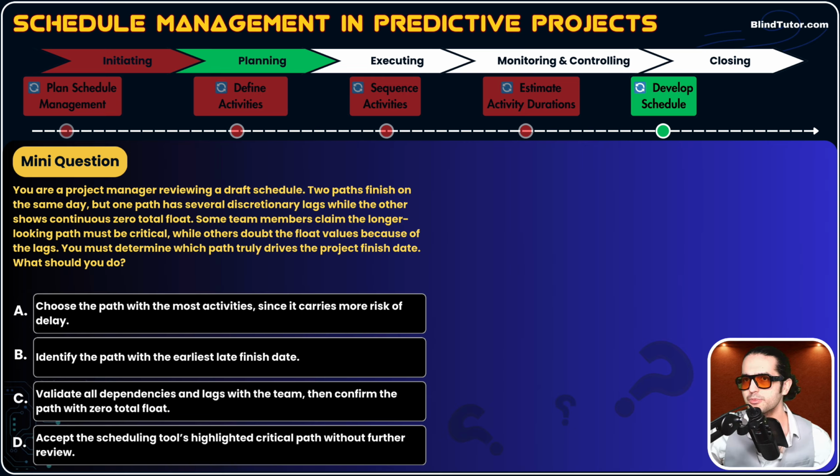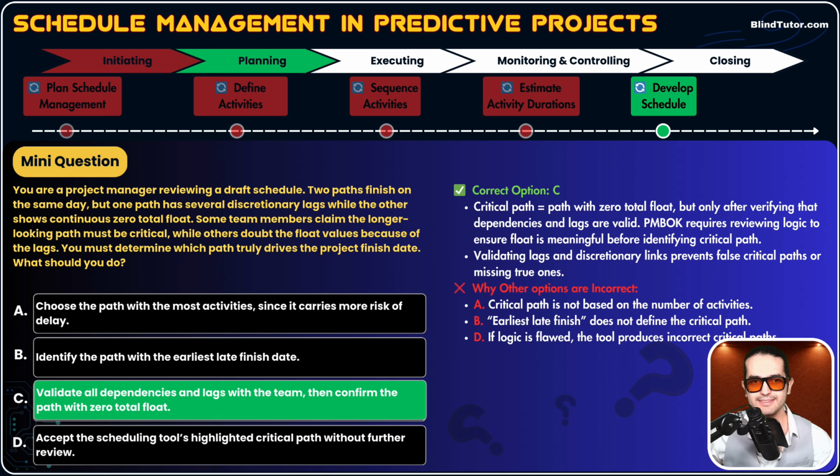The correct option, the most comprehensive and complete option, is C. It says validate all dependencies and lags with the team, then confirm the path with 0 total float. What did we say about critical path? It's the longest duration path, and all activities on that critical path have 0 total float. So that path has 0 total float.